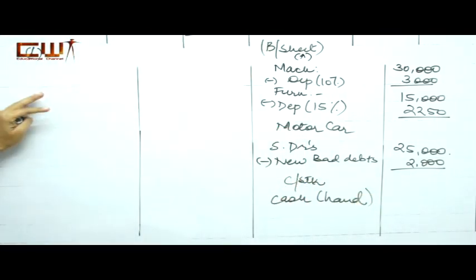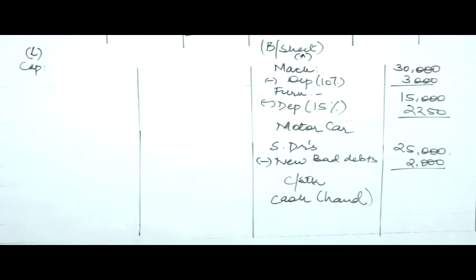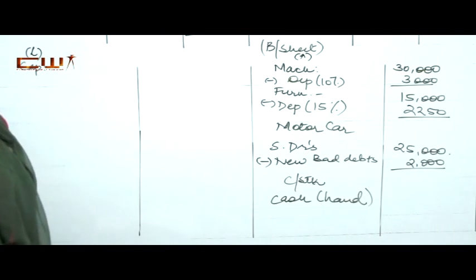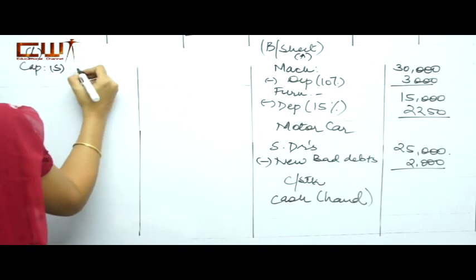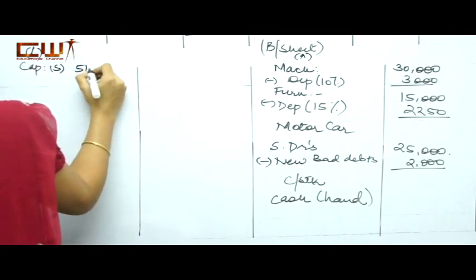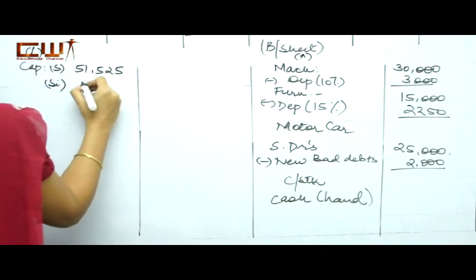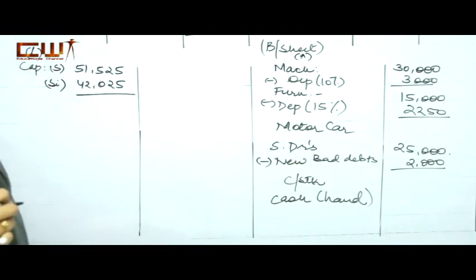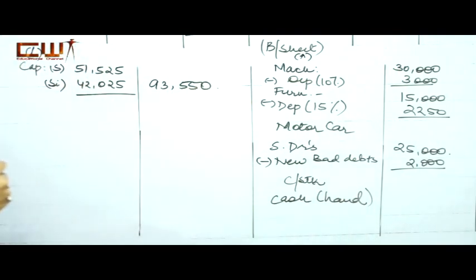You come on the credit side. You have the capital of both the partners, that is Suyash and Siddesh. Suyash's capital is how much? You will not take the capital that is given in the question. You will take the capital that you just calculated. Capital of Suyash is 51,525 and for Siddesh it is 42,025. So this adds up to 93,550. What else will come?